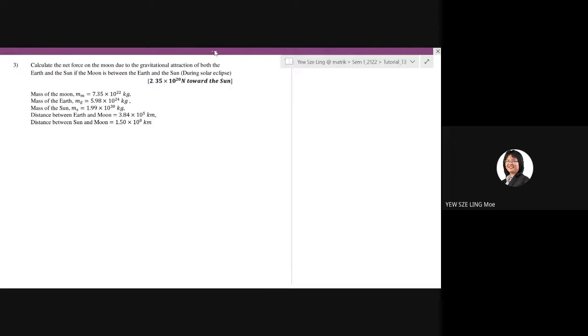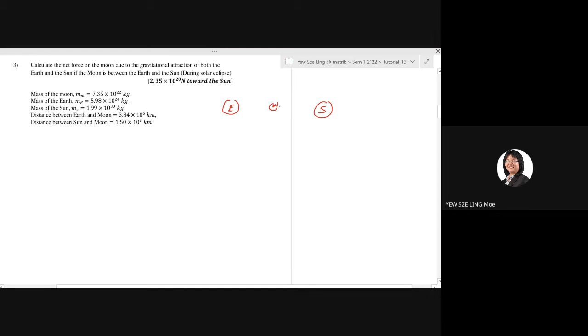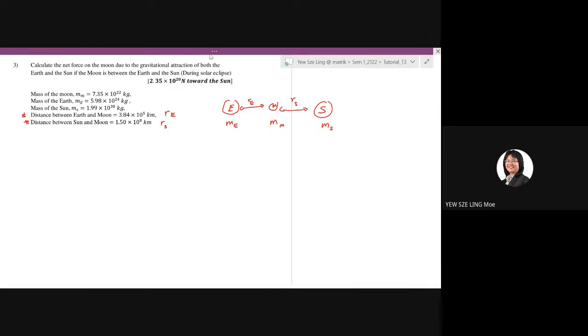So usually when it comes to this question, I encourage my students to draw the diagram. Simple diagram is enough, okay? So you have the Earth and the Sun, and then you have a moon in between them. So you don't know where is the moon yet. Or are you given? Yes, you're given. So the distance between the Earth and the moon and the distance between the Sun and the moon you are given here. So this one, let's call it Re, you have a known value, and then this is your Rs. So you have enough information. So you even have Me, and then Mm, Ms. So the question is asking for net gravitational force. So what do you need?